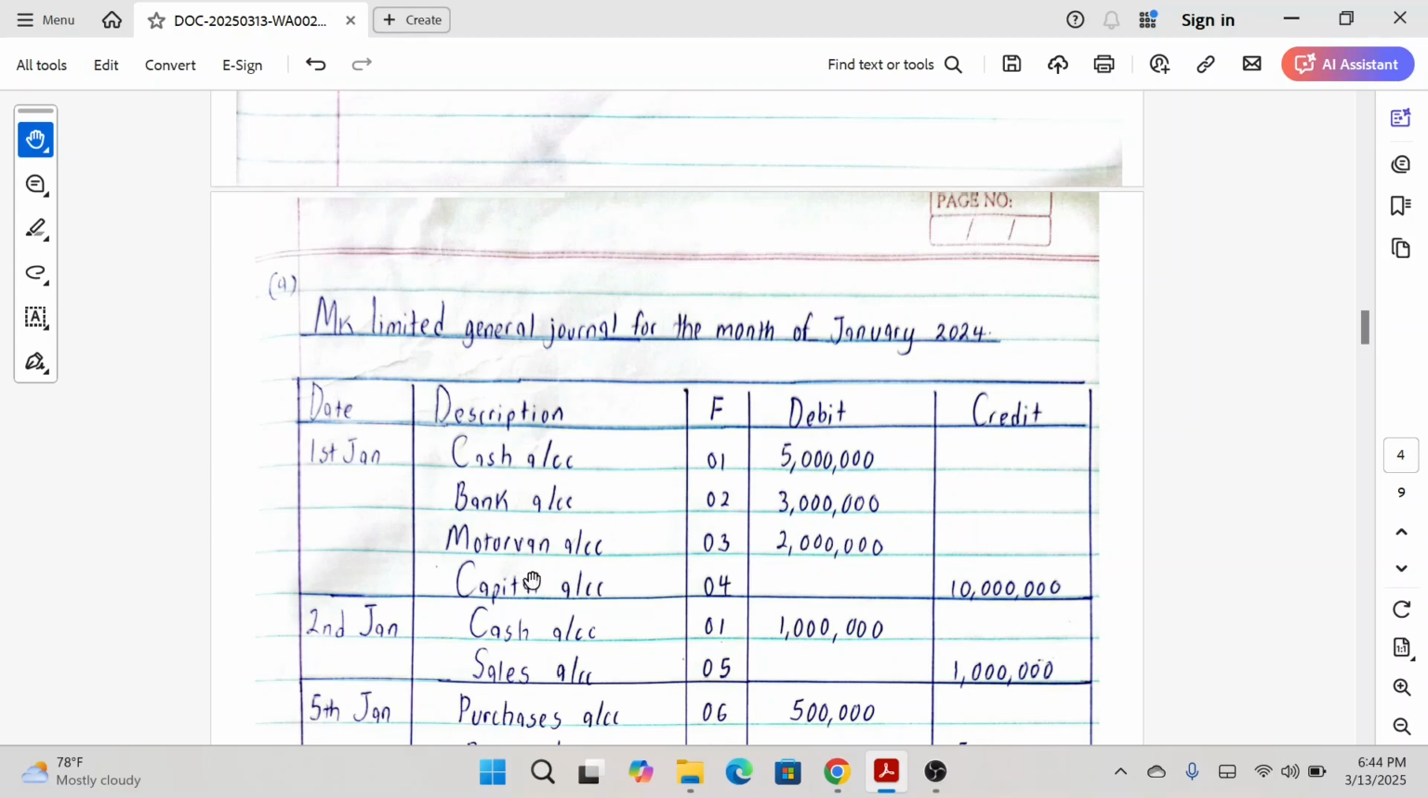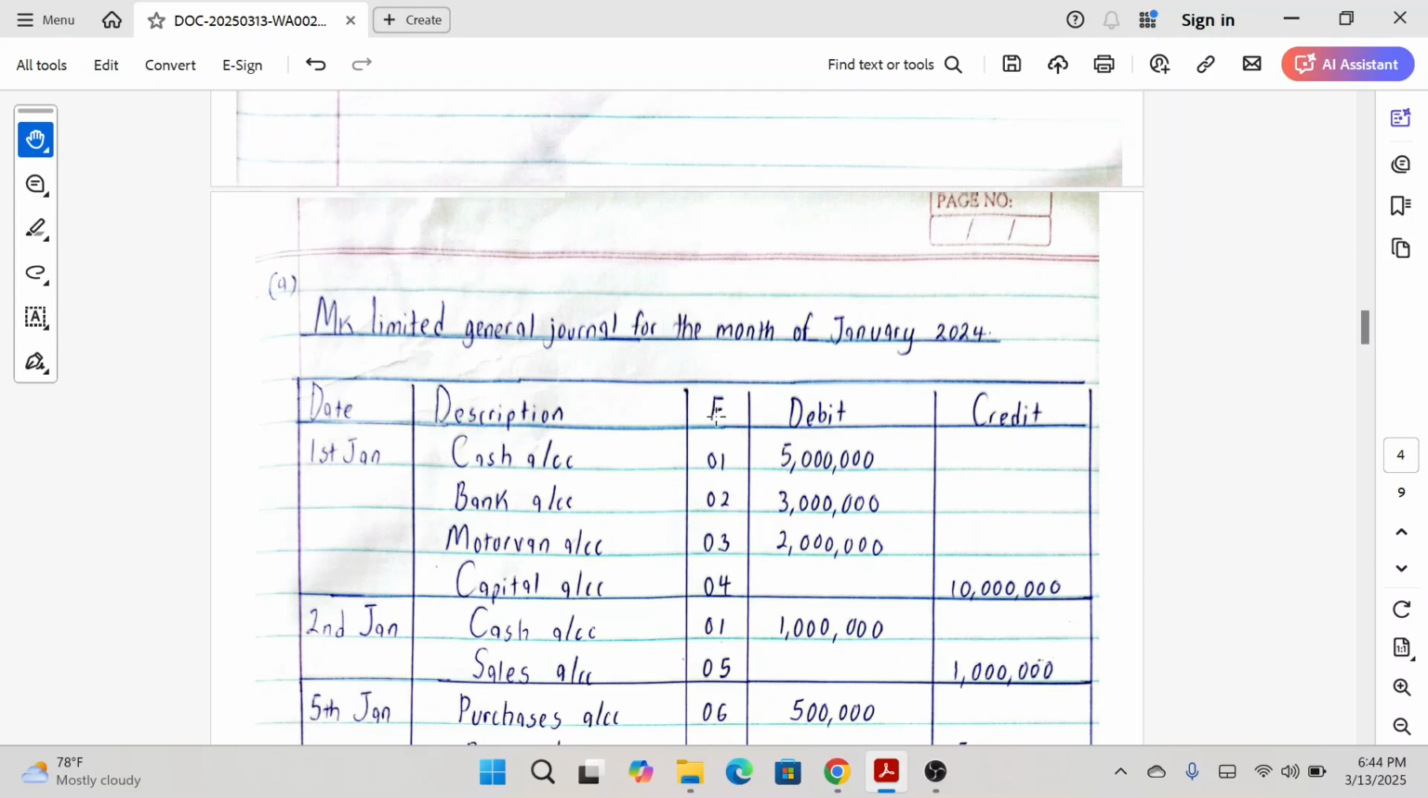Then capital from Alice. Remember I told you that capital has a normal credit balance, meaning it increases from the credit side, and it's coming in. So capital is coming in as a sum of all these three. When you add 5 plus 3 plus 2, you get 10.